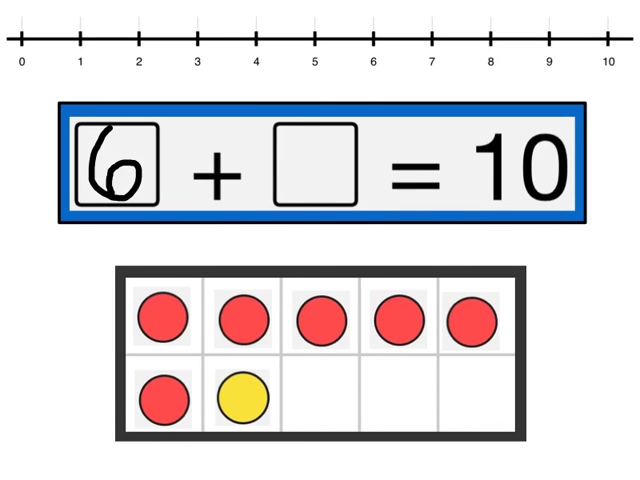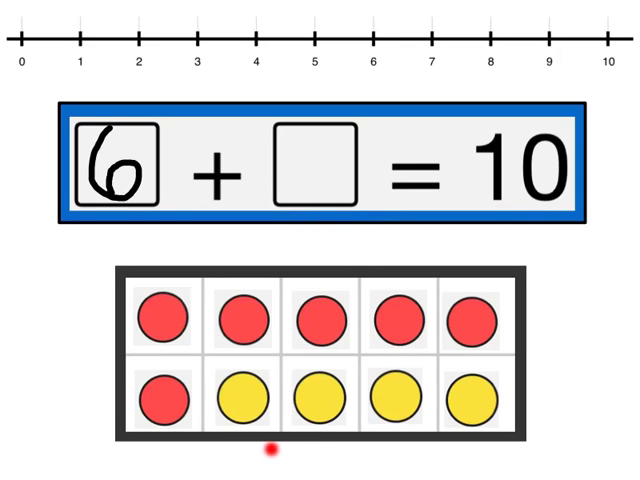So to show my second group, I'm going to choose a second color. And I'm going to keep adding these yellow dots until that whole 10 frame is filled. There we go. Now I need to figure out what number we need to put here.